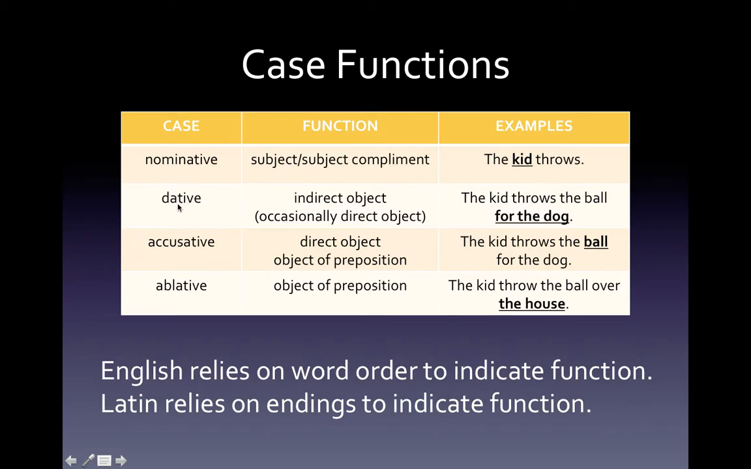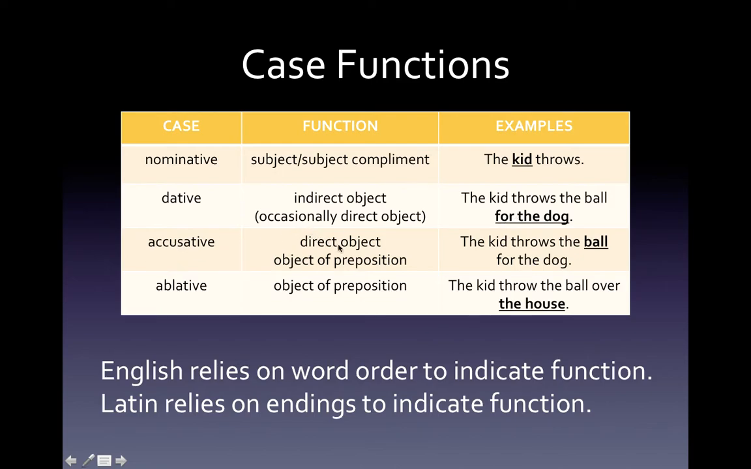And next we have the dative in Latin. It is usually the indirect object. Occasionally it can be the direct object. We'll talk more about that on the next slide. For example, the kid throws the ball for the dog. I could have also put here to the dog. Both of those would be examples of the indirect object. So these three words right here would all be indicated in one word in Latin, and that word would be in the dative case. Then we have the accusative.